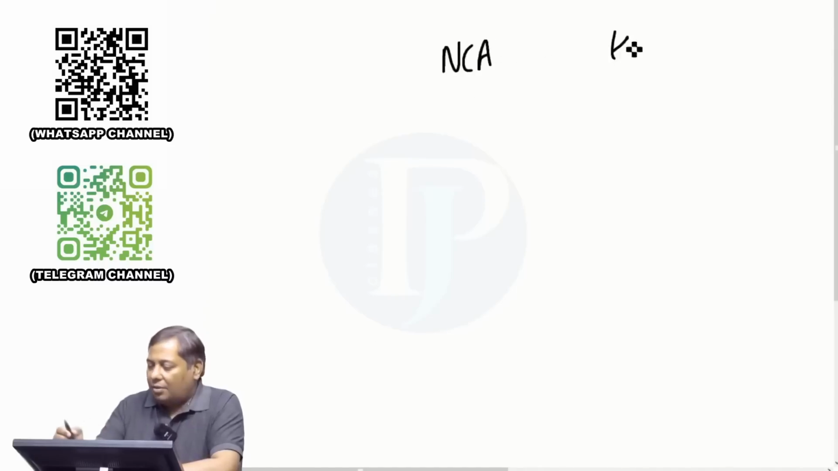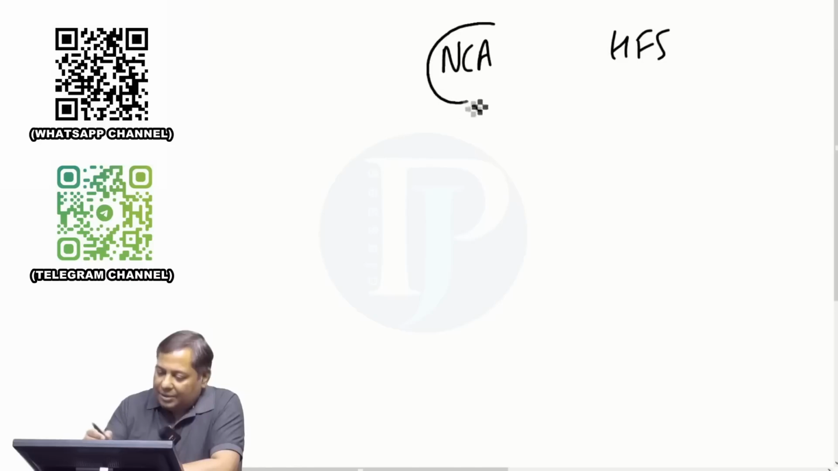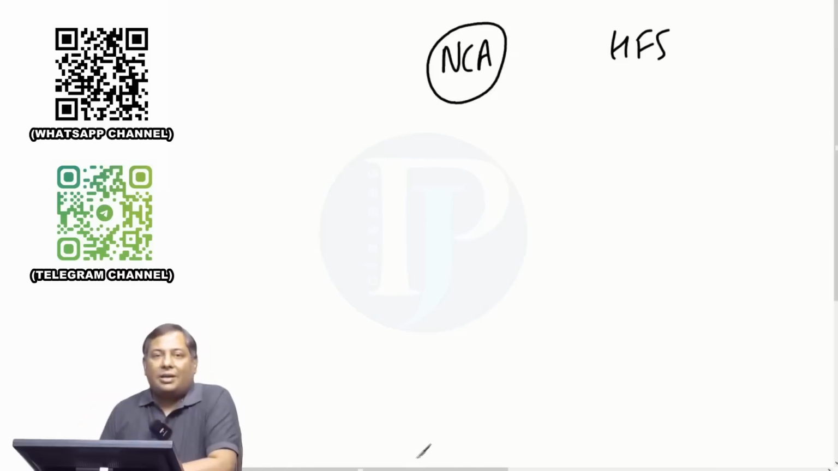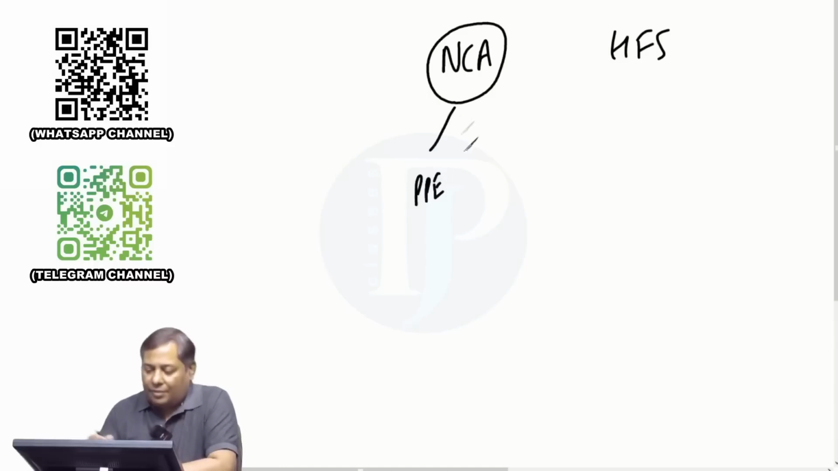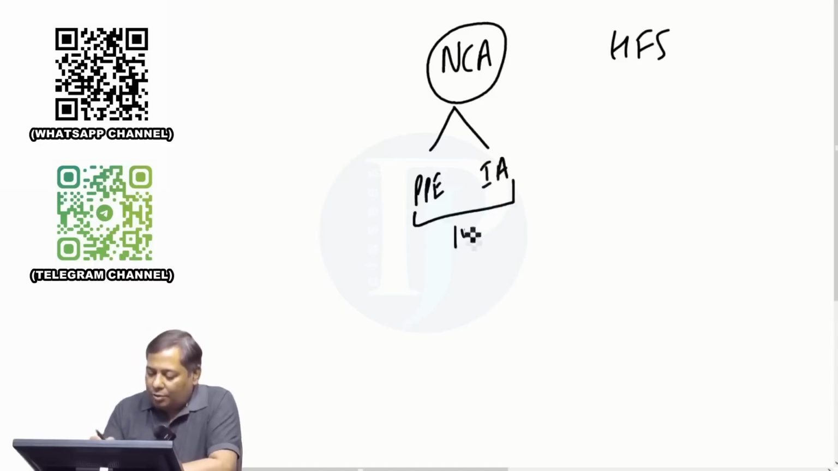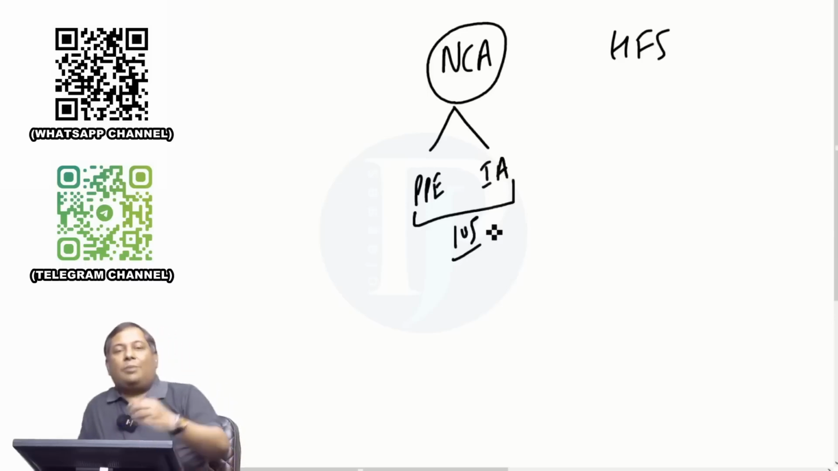Non-current assets and held for sale, only 2 words are there. So firstly, I explained to you what comes under non-current assets. In non-current assets, we talk about PPE and also about intangible assets. Both of them can come under 105. Under non-current assets, we are discussing tangible and intangible assets.